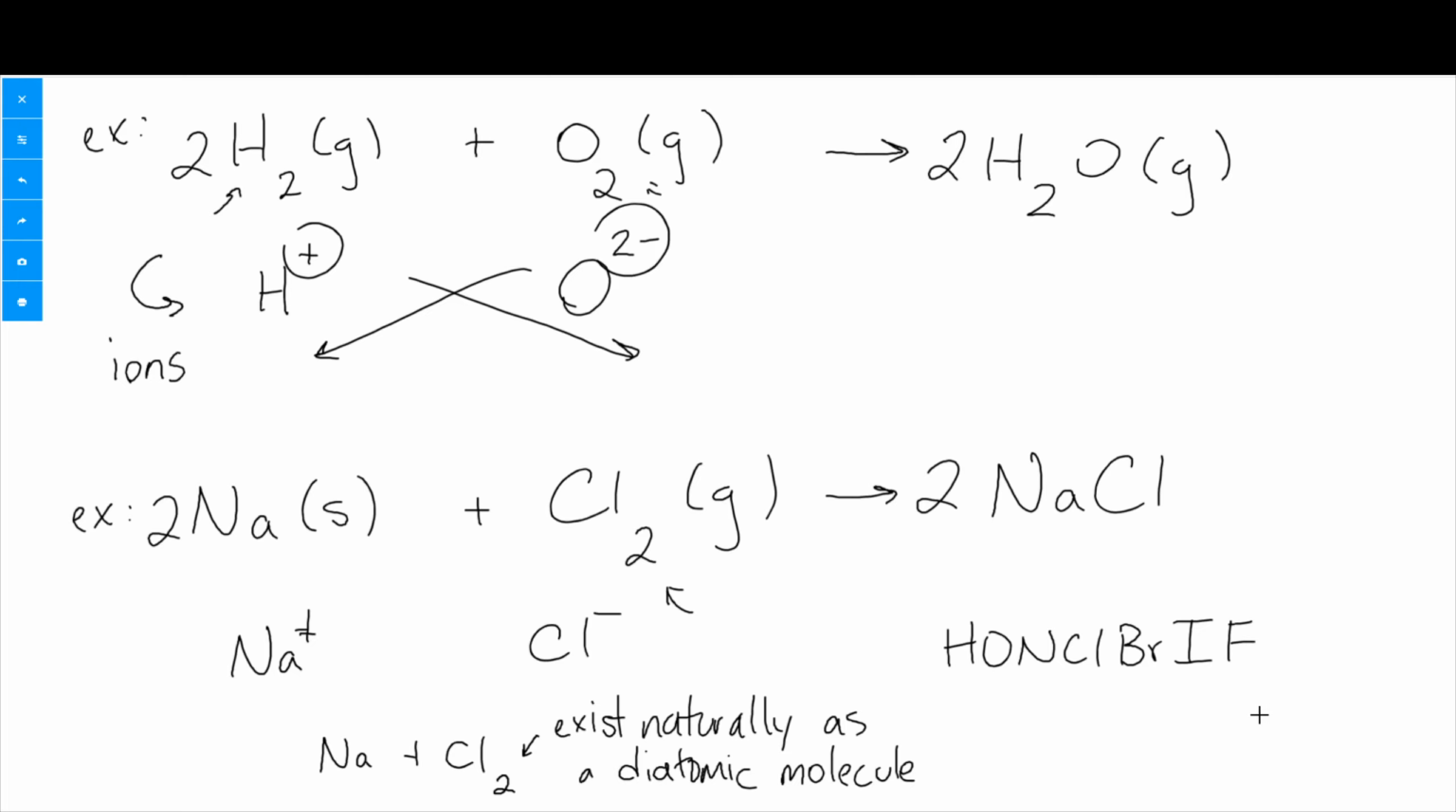Okay, Hänkelbrief, right? That should help you remember it. That's my little mnemonic. So Hänkel. This H is hydrogen, of course, O is oxygen, N is nitrogen, chlorine, bromine, iodine, fluorine.